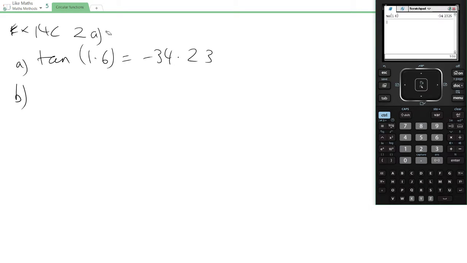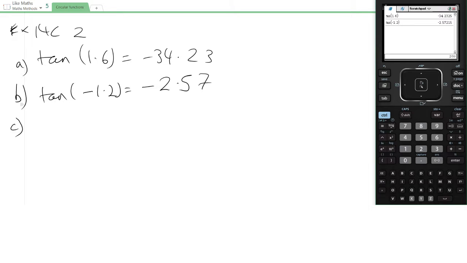B is the tan of minus 1.2. Trig functions, across to tan, minus 1.2, enter, minus 2.57.